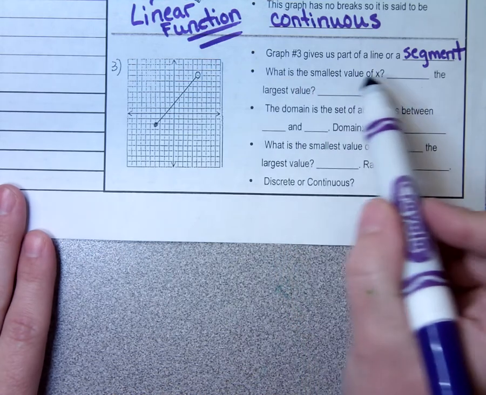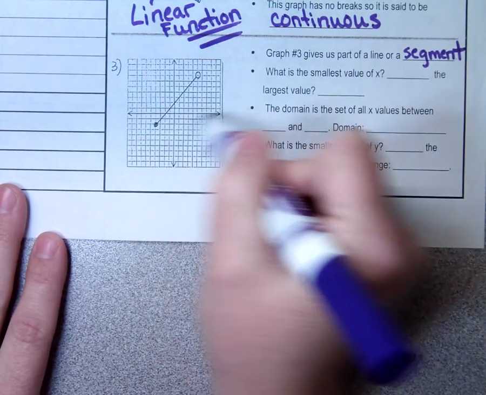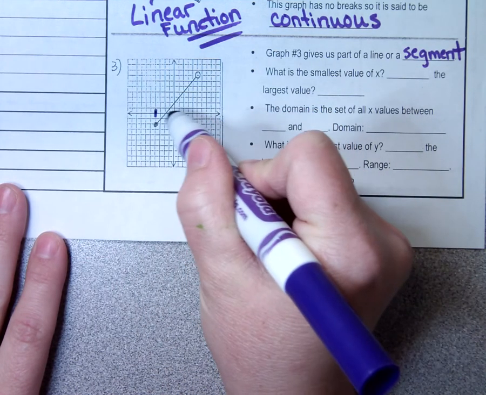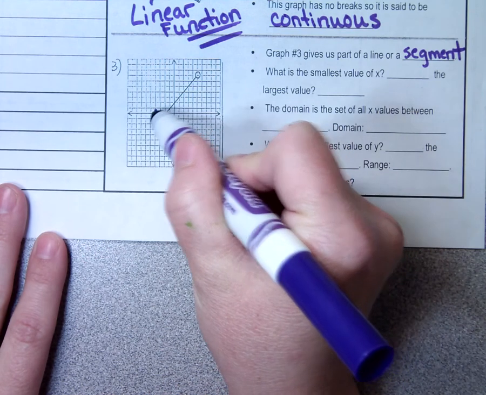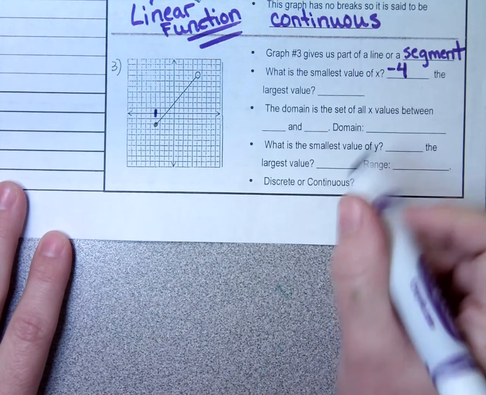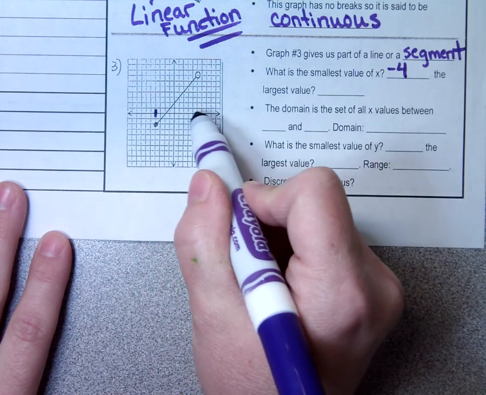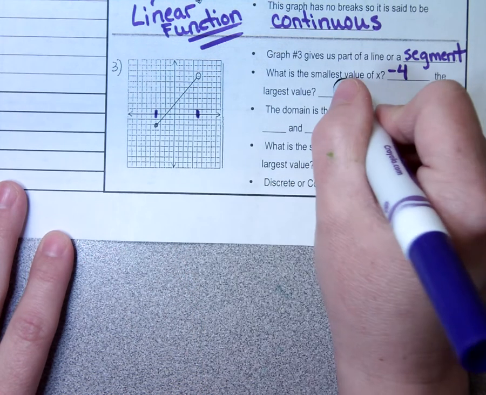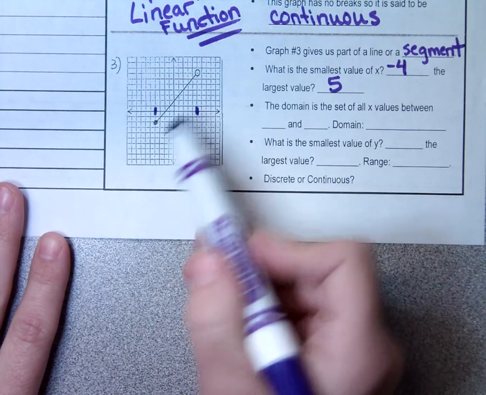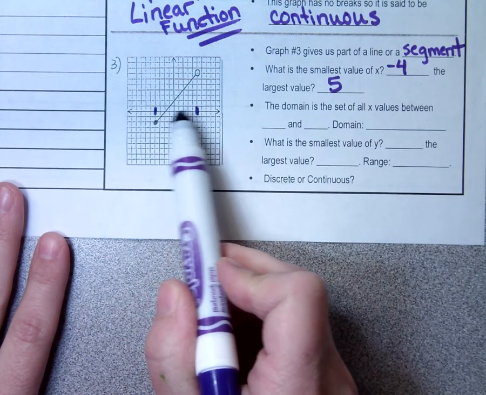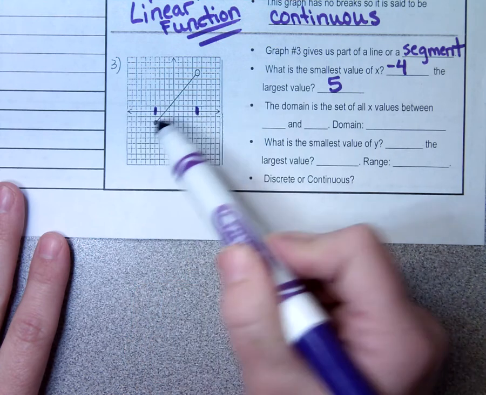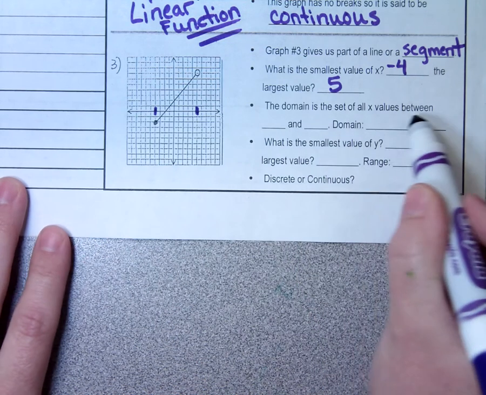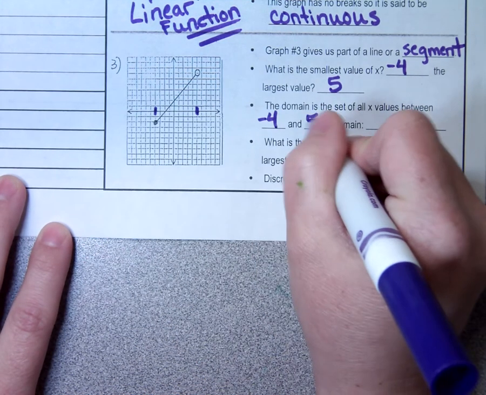Okay, first one asks, what's the smallest value of x? Remember, your x's are what's going on left and right. So my smallest x would be this one. That's the farthest left on the x-axis, and that has a value of -4. The largest value of x would be the farthest right point, which is 1, 2, 3, 4, 5. And so you can see this graph covers all of the x's between the -4 and the 5. -4 is its farthest left, 5 is its farthest right. So the domain is the set of all x values between -4 and 5.